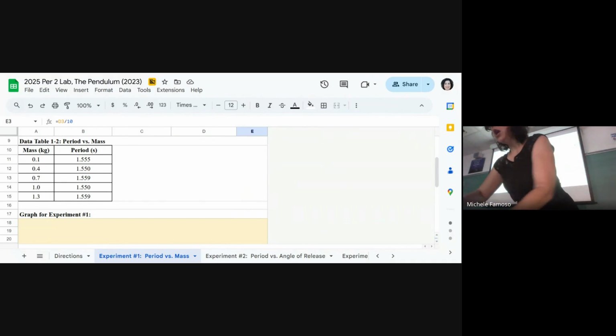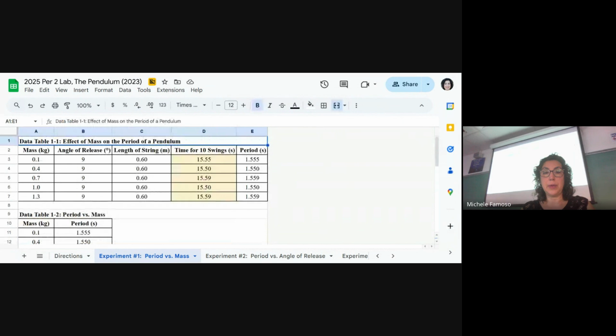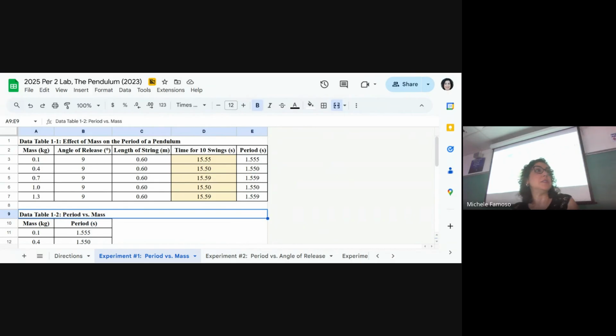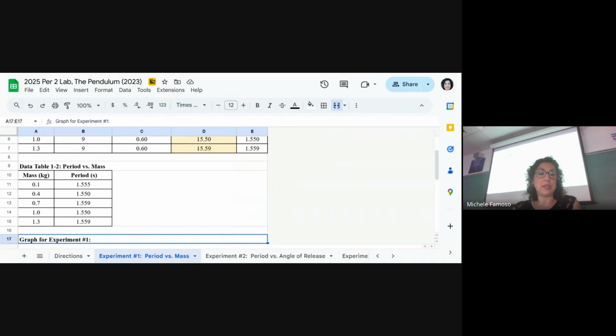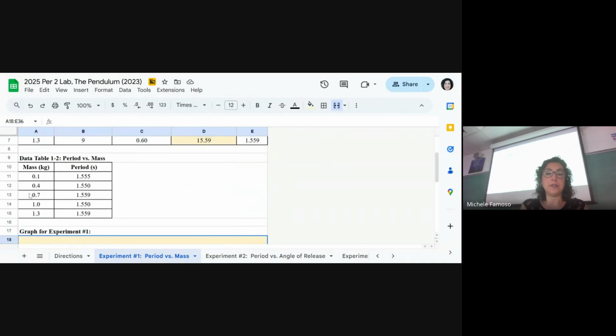Yes? Okay. Can we all please look at experiment 1? I'm going to walk you through how to make this graph, because we are not going to use the first data table on the page. You see it says data table 1-1. We are ignoring that now. I want you to go down to data table 1-2, which is titled period versus mass. And you see that here? Here are the periods and the masses. We're going to make a graph of this data.